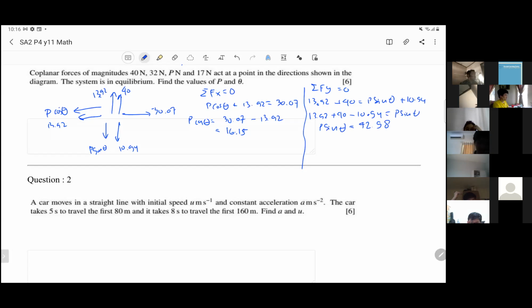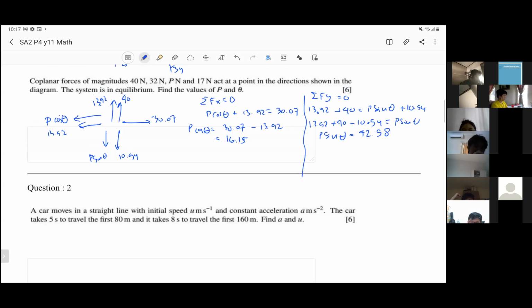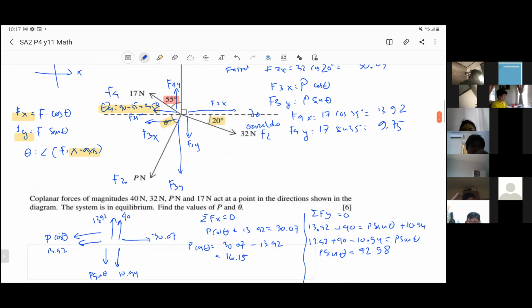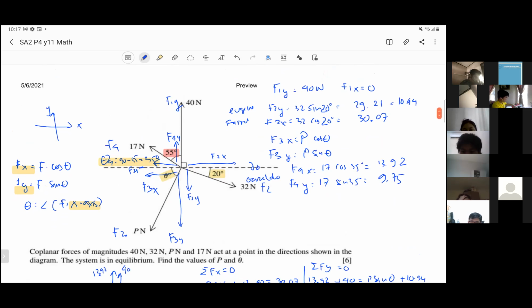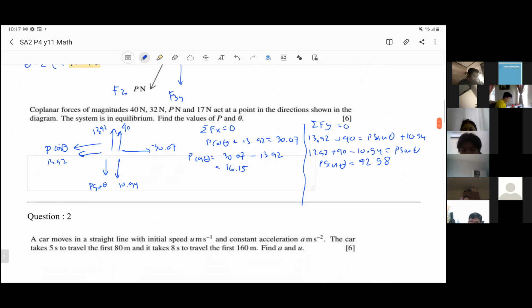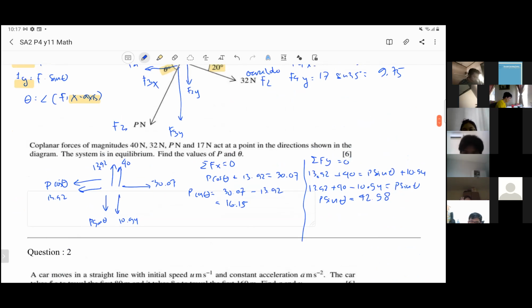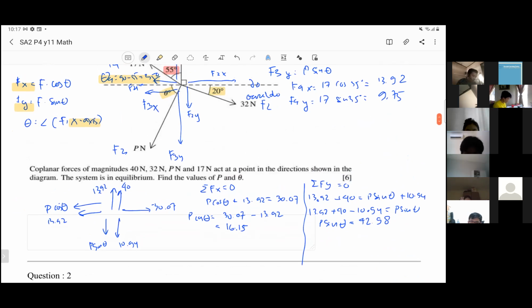Okay. I think, okay. F1x, F2x 30. Let me check again. Something is not right here. Wait. 30, 40. Wait.